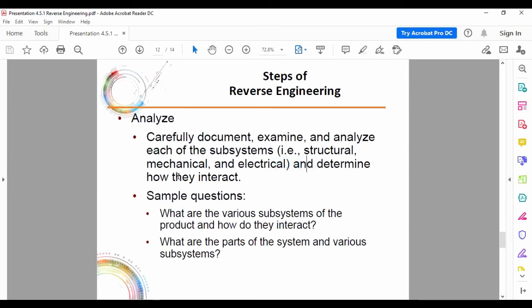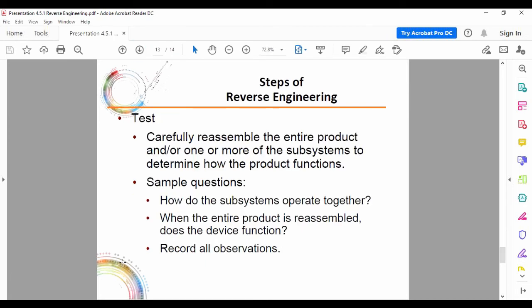This electrical component runs to this particular mechanical component, and so that's how they're going to be related. When you start the reassembly process or your own engineering design process, you want to take that kind of thing into consideration. Some sample questions you might ask yourself are: what are the various subsystems of the product and how do they interact? And what are the parts of the systems and its various subsystems?